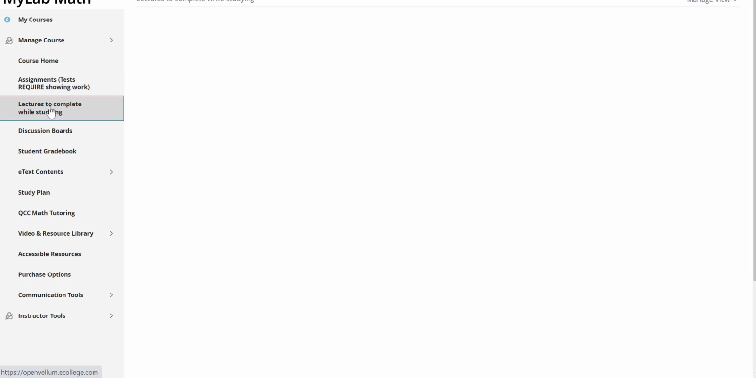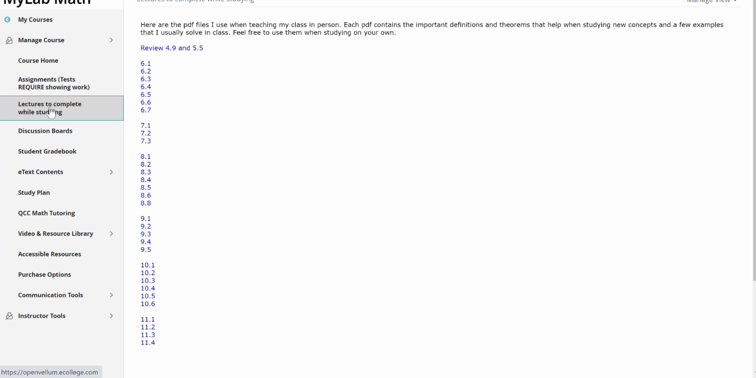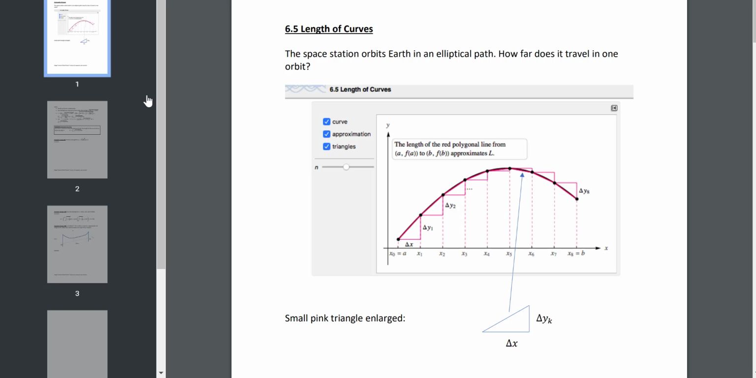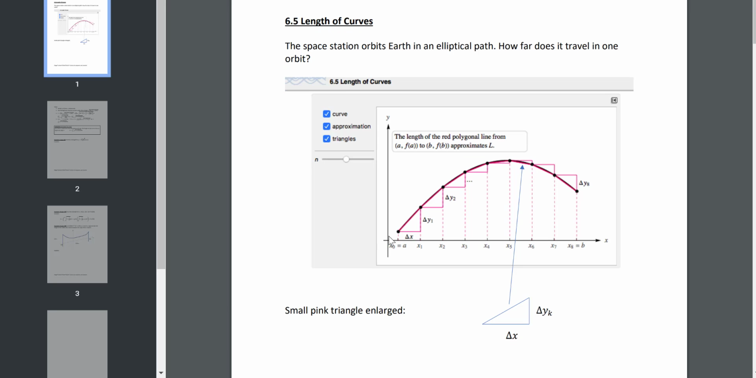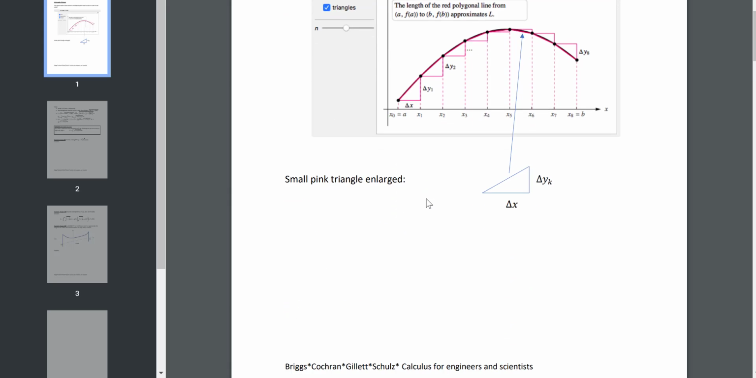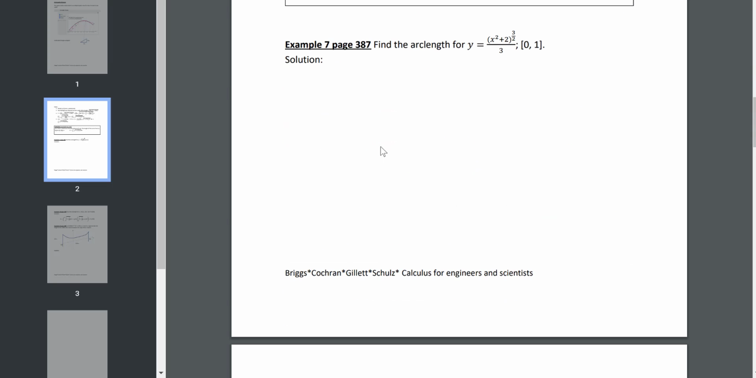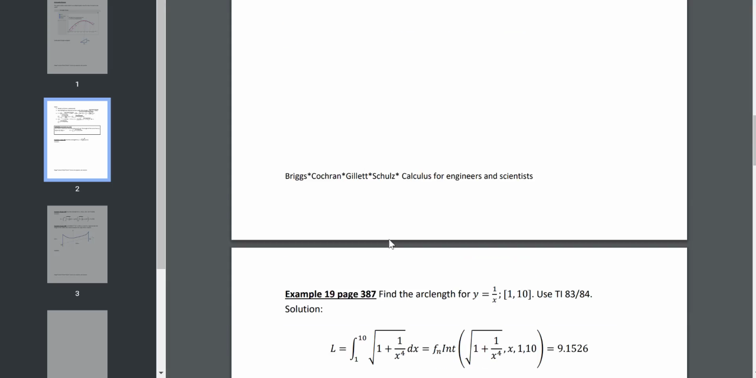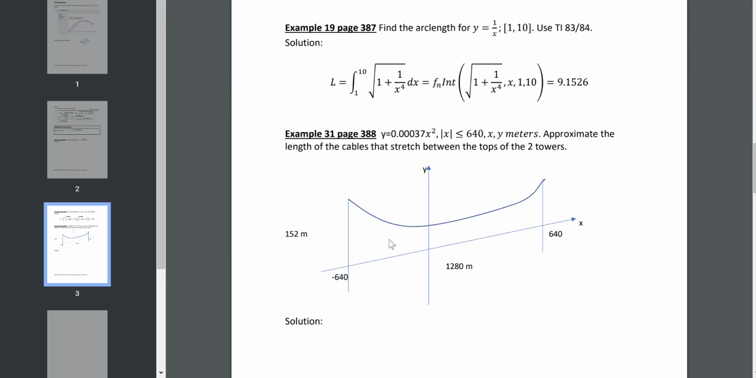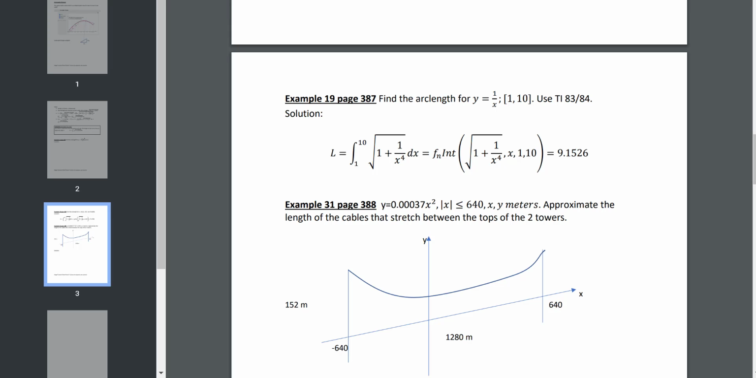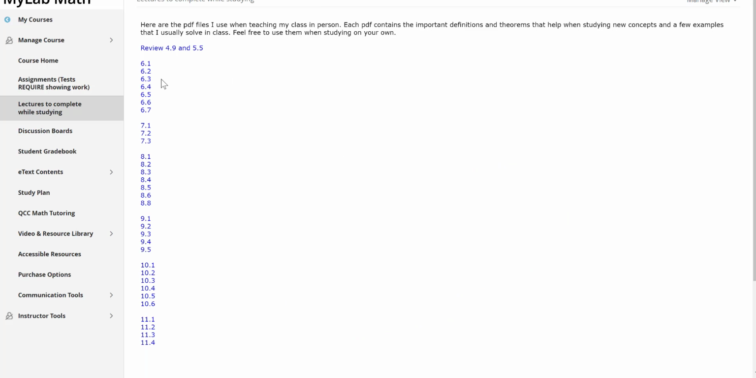Here you have lectures to complete while studying. These are lectures that I actually go over in my regular classes. So I advise you to print them out or use them in your tablets, because they contain pictures, they contain definitions, so you don't have to do that anymore. You already have them here, and you can solve the problems by filling in these gaps. And some already have solutions. So this should help you being organized, since this is an online course.